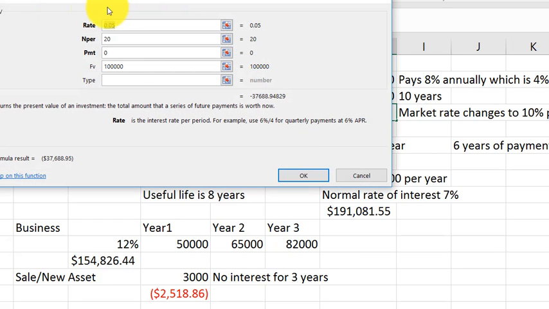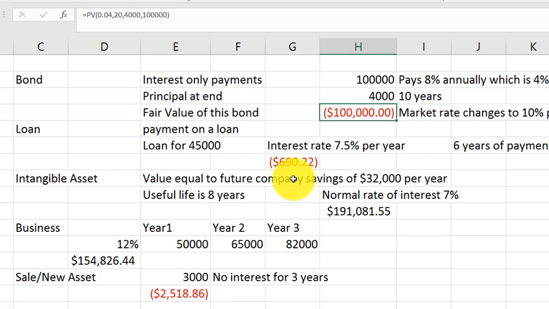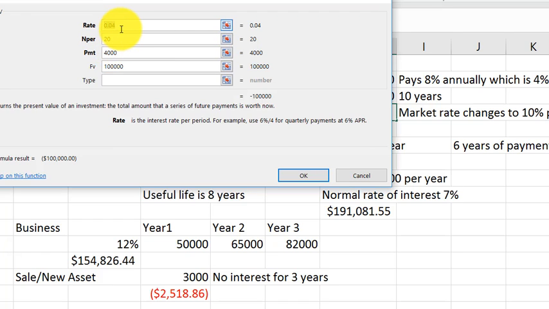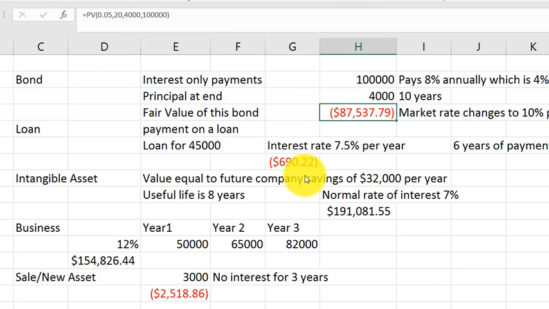If we pull up the fx, we did this using a 4% rate. The payment is $4,000. Notice it's 20 times because they pay it twice a year for 10 years. And we got a fair value of exactly $100,000. Then we went back and asked, what would happen if the market rate changed? Because it should always be the market rate we use in the rate category in the present value. Instead of 4%, say it went up to 10%, so that would be 5% every 6 months. And we got a present value, or fair value of the bond, of $87,537.38.